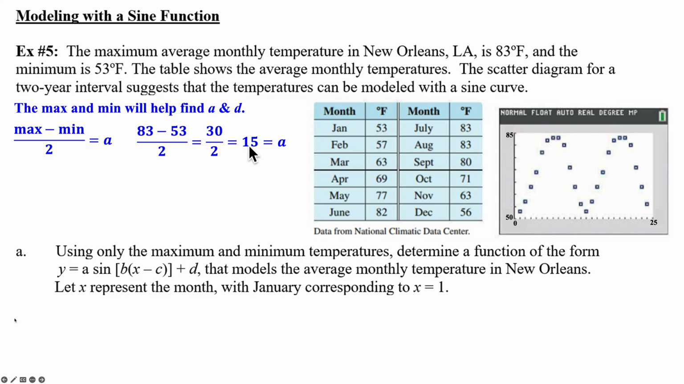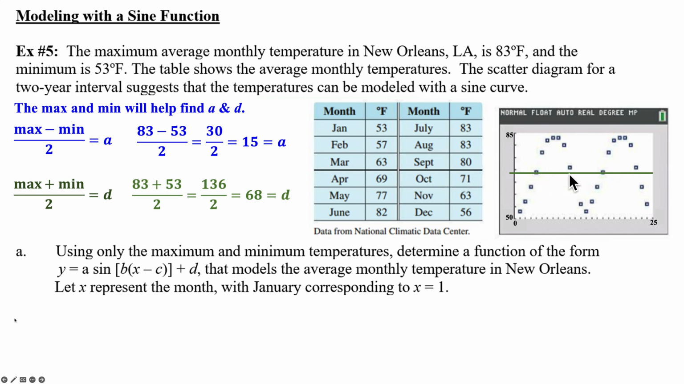So imagine your sine curve going up to positive 1, down to negative 1. Right here it would be up to 15, down to negative 15. That's going to be my distance of 30 degrees. Now, the next thing we want to do is find where our x-axis has been shifted to cut your sine curve in half. So change the minus to a plus. You're finding the average of these temperatures, max plus min divided by 2. 83 plus 53, 136 divided by 2, 68. So if I drew a line through here, this is where my x-axis has shifted up to.